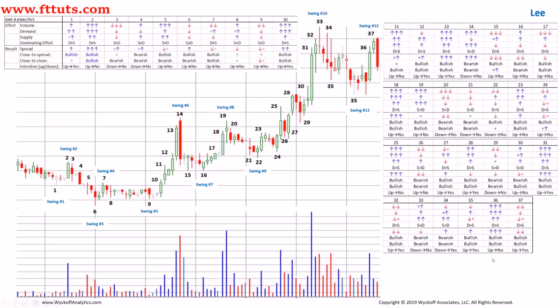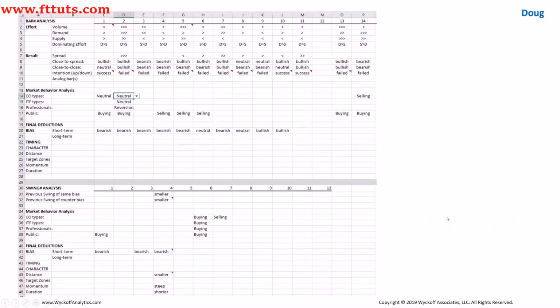It's a spreadsheet, I believe, that was just transferred into the PowerPoint, and then we have all of the bars, one by one, with all of the interpretations as to how the effort and the result interact with each other, and what kind of subcategories on that under the volume and spread we have, and what are the deductions from that. So that's just phenomenal. Okay, next example, also a spreadsheet from Doug, and kind of the same idea.